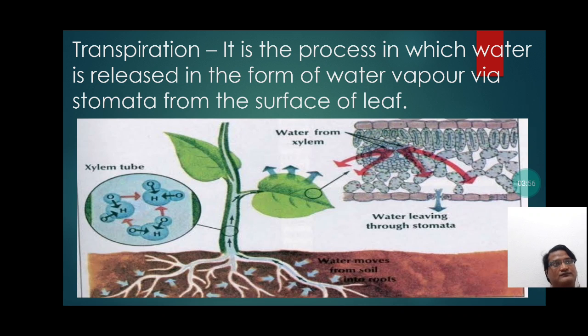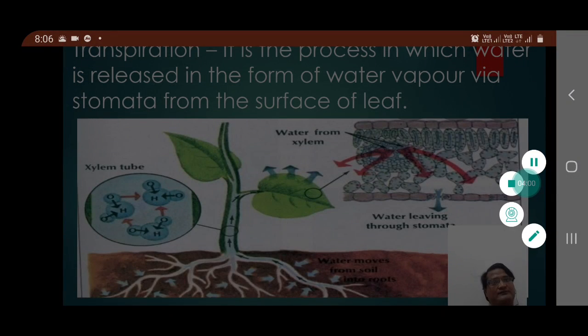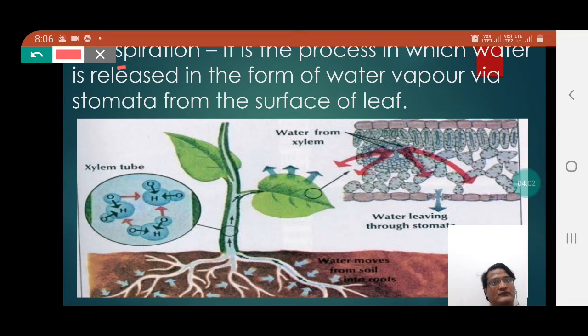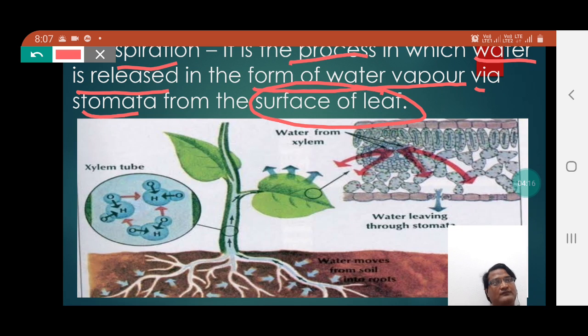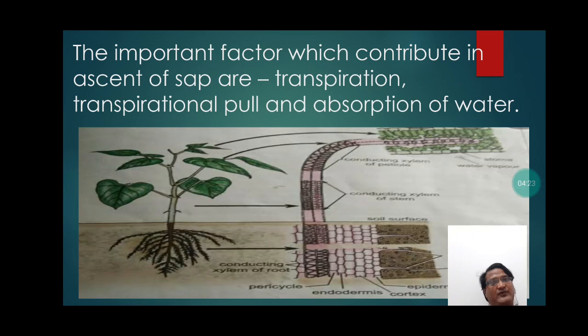Transpiration. Transpiration is actually the process in which water is released in the form of water vapor via stomata from the surface of leaf. So students, transpiration we can understand with the help of this picture.